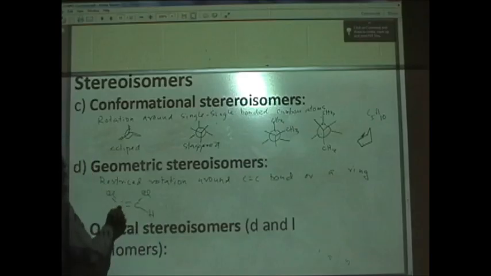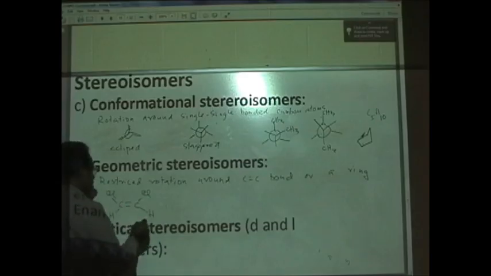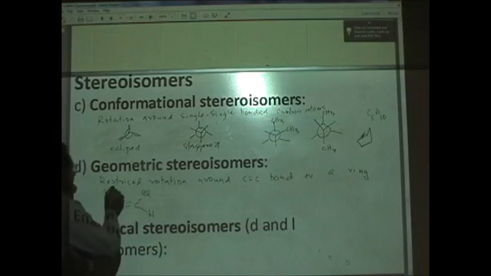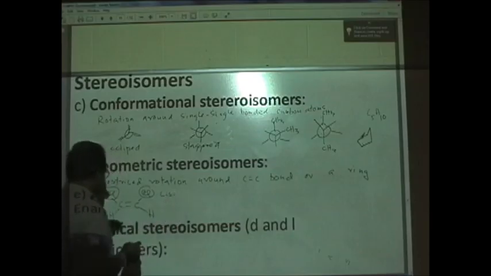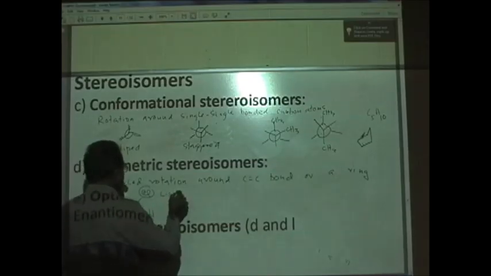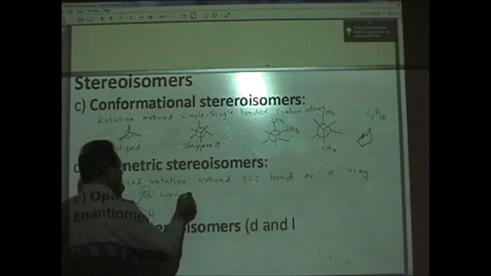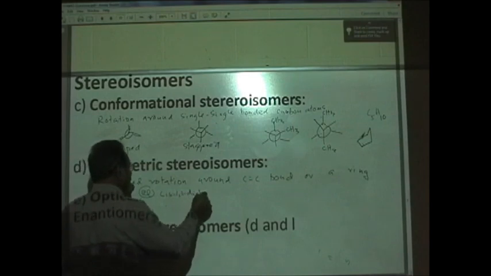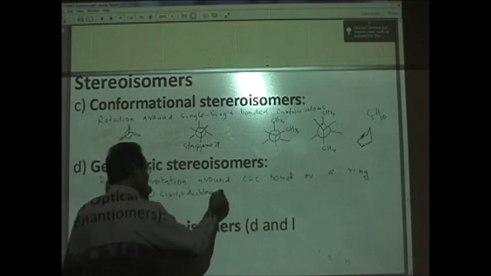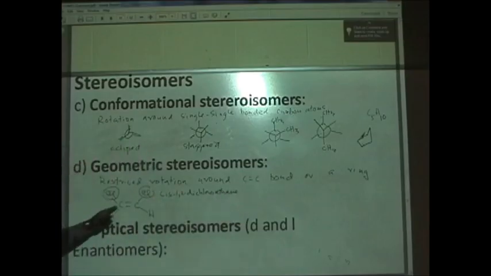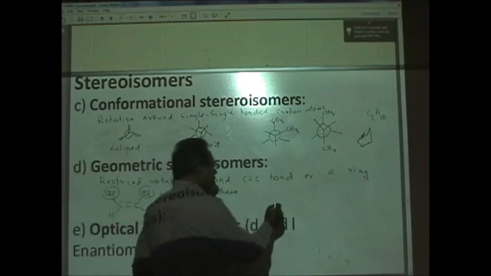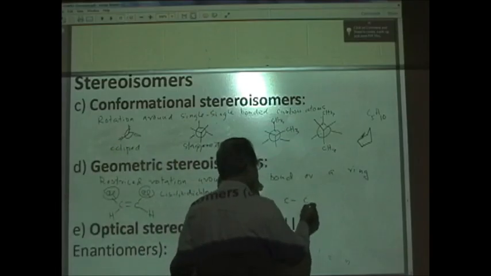Here. This one is called cis. Cis is same side, cis-1,2-dichloroethene. Why is it ethene? Because it's an alkene. All right, the other isomer is this, geometrical isomer.